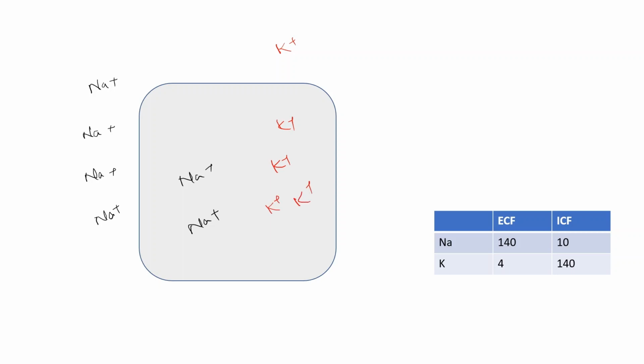Now if you look at the numbers, the concentration of sodium in the extracellular fluid is around 140 milliequivalents per liter, whereas in the intracellular fluid it is around 10 milliequivalents per liter. And the concentration of potassium in the intracellular fluid is about 140 milliequivalents per liter, whereas in the extracellular fluid it is just about 4 milliequivalents per liter. Now this concentration difference has to be maintained for a lot of vital functions of the body, a few of which will be discussed in this video later.